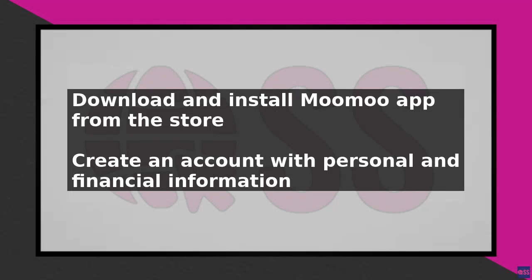To buy shares on Moomoo, start by downloading and installing the Moomoo app from the App Store. Once installed, open the app and create an account by providing the required personal and financial information. Verify your account through the email or SMS sent by Moomoo.